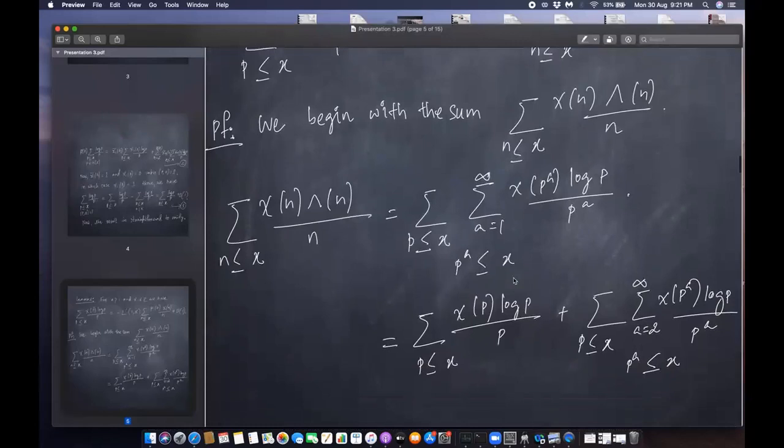Then we separate this case. First we consider a equal to 1 separately. You can write it like this, where a equals 1, and for a greater than or equal to 2, we'll have this.